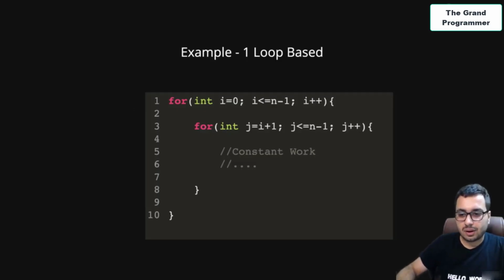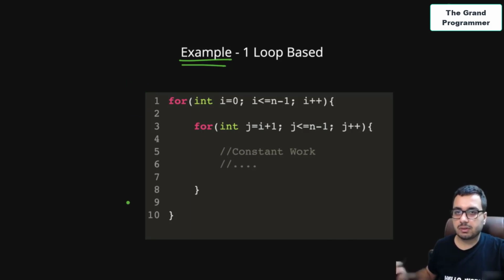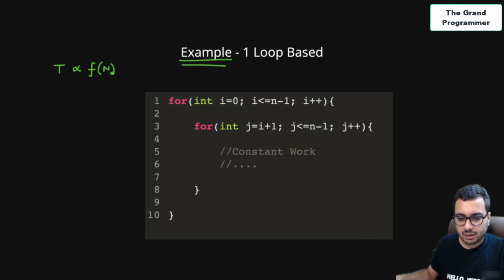Hi everyone. So now we are going to understand theoretical analysis with the help of one example. Let's say we have a code which follows the following kind of pattern. We have two nested for loops. The first loop goes from i equal to 0 till i less than or equal to n minus 1, and i is incremented. Inside it we have another loop which starts from i plus 1, goes till n minus 1, and j also gets incremented linearly one by one. So we want to compute the time as a function of n. So let us try to figure it out.